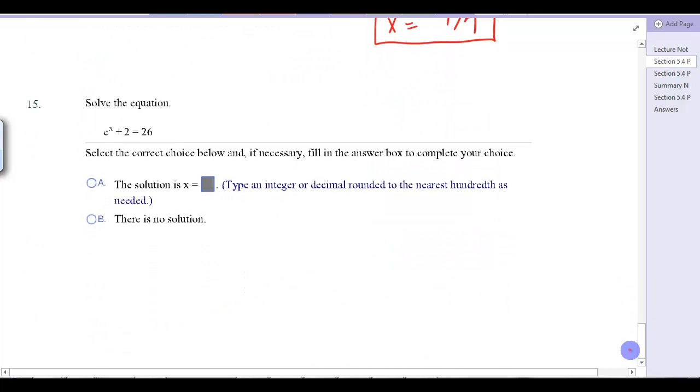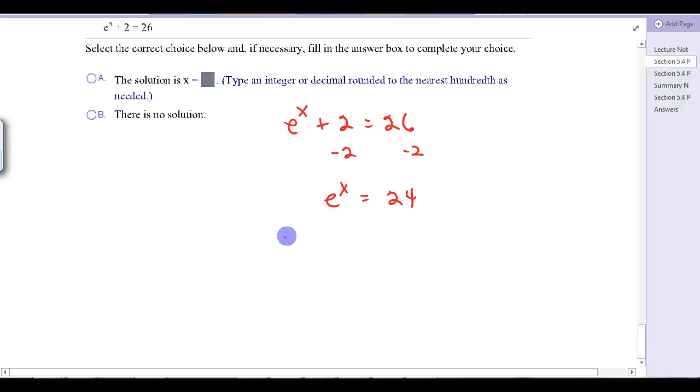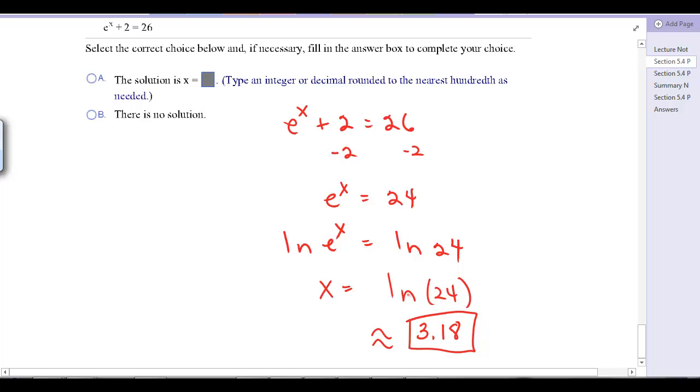And last one is 15. And we're going to do this the same way, except we do have to do a little bit of isolating. Let's subtract the 2 on both sides. So we have e to the x equals 24. And we'll take the ln of both sides. And that leaves x here, and we have ln 24. That's approximately, and we're going to round to the hundredth, 3.18. So I think that should get you through 5.4.